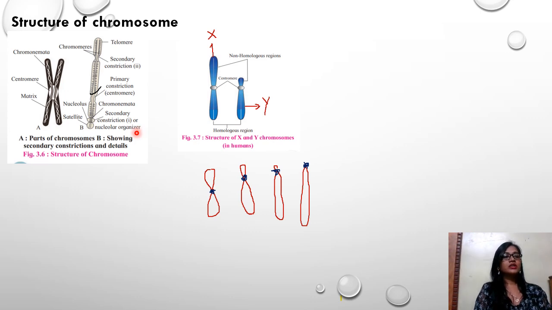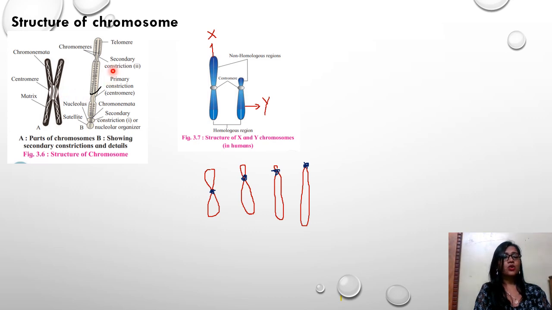The centromere is also called the primary constriction. If you observe, this is the centromere and this is the primary constriction. So the centromere and the primary constriction are one and the same. During cell division, the spindle fibers attach at the centromere. At this position they get attached as spindle fibers.